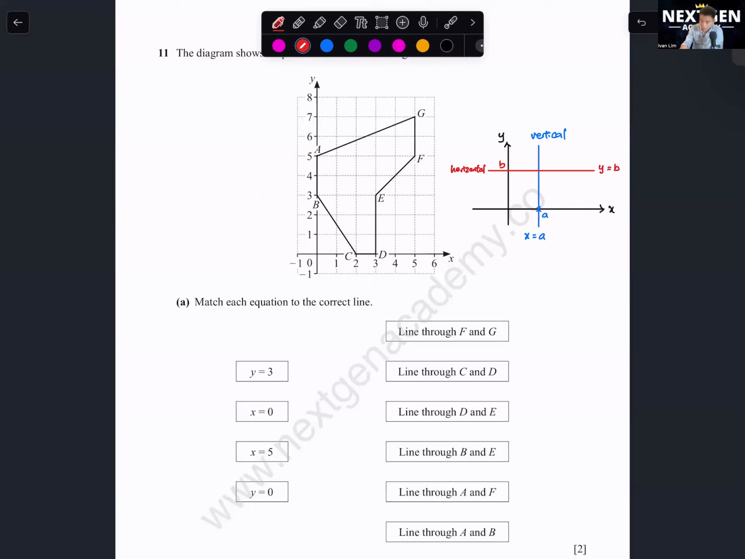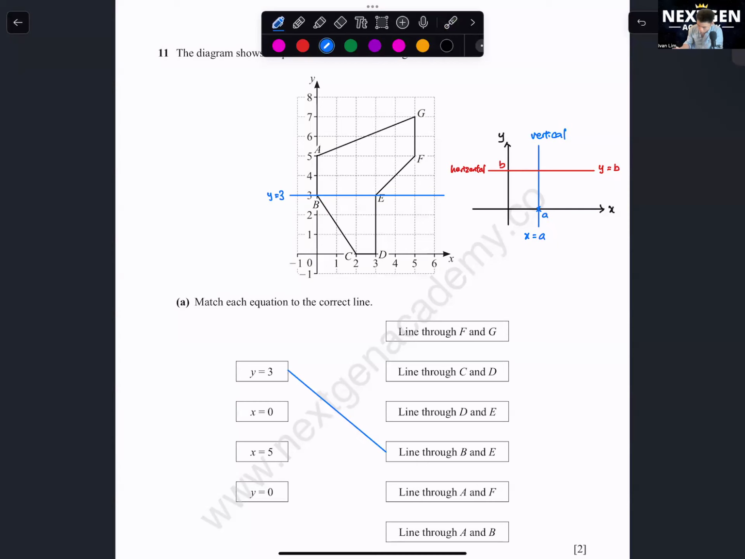Now let's see. They want y equals 3. Where is y equals 3? Here, right? You don't care about all these other lines. I just want you all to see here. y equals 3 will be this line here. Let's plot it out. y equals 3. So to match this sentence, it will be the line through B and E.